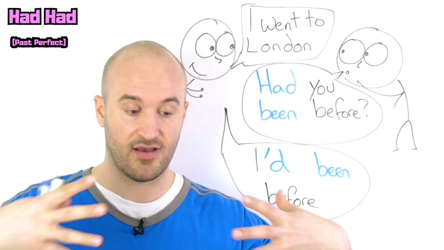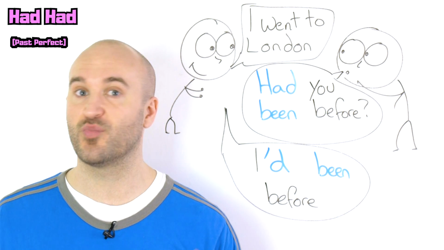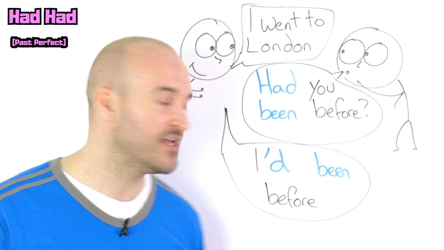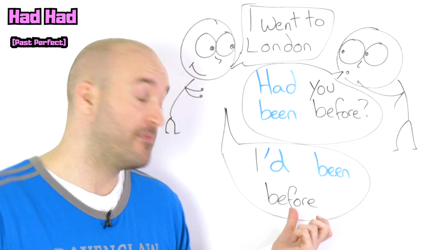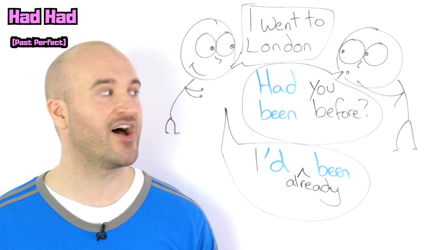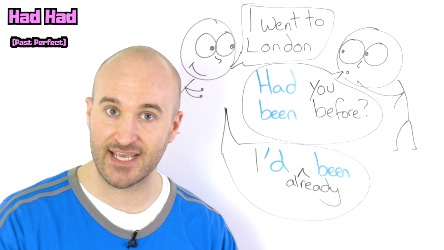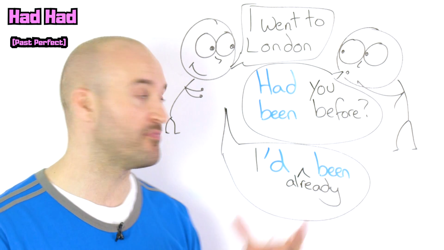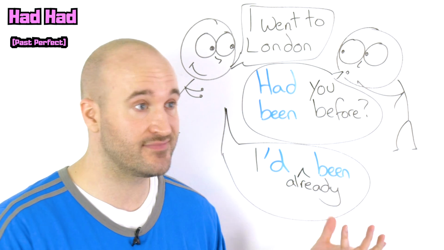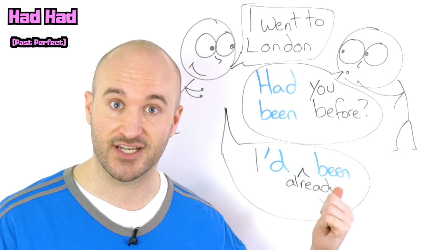I had, I'd been before. So you'll notice with past perfects, often you'll see it with words like before or already. Yeah, I'd already been. So words like before or already, those often go with past perfect because you're talking about something which happened before a past action.